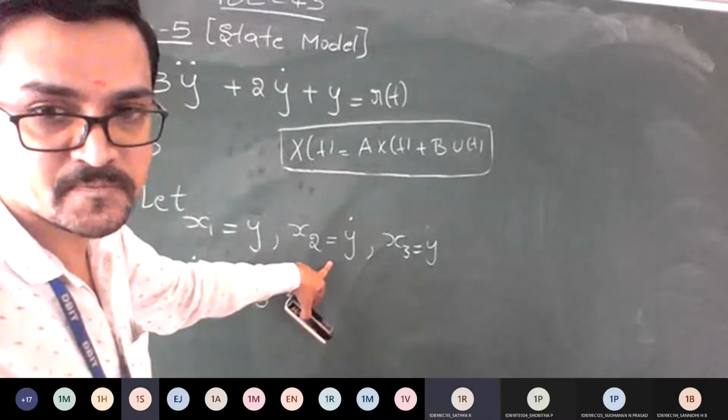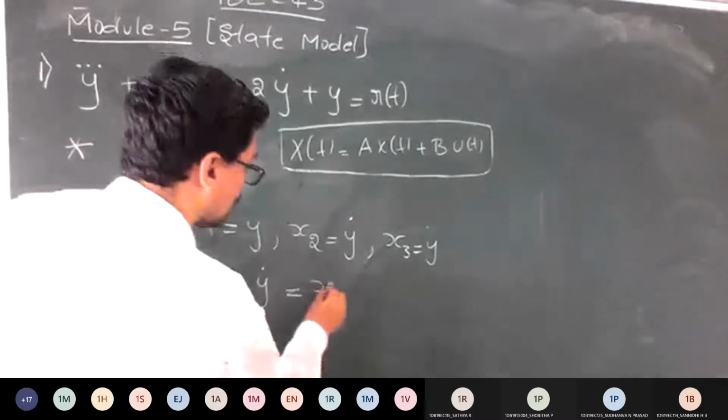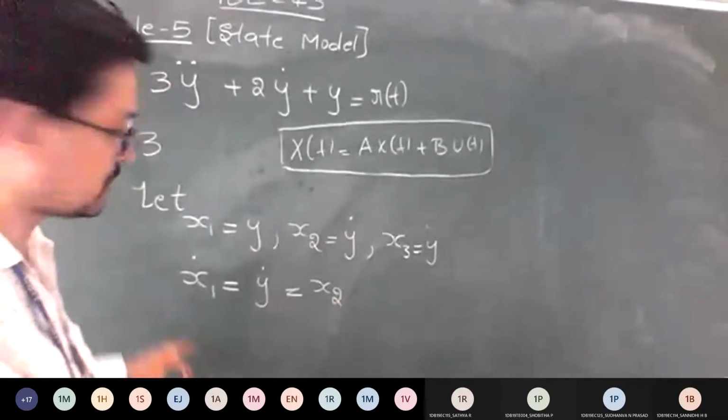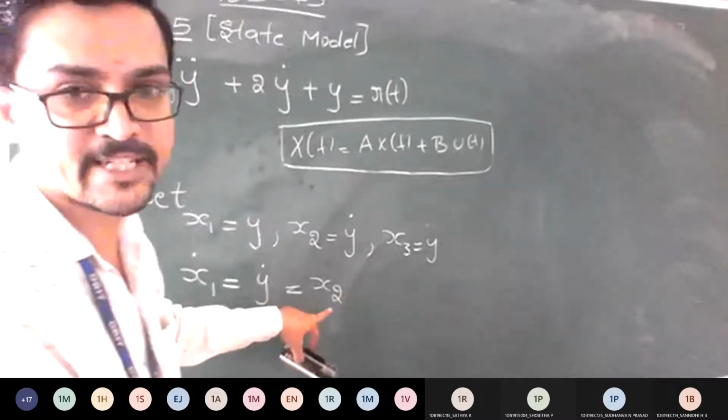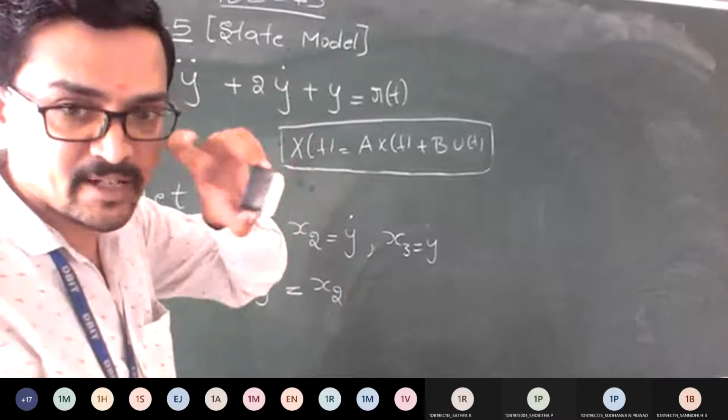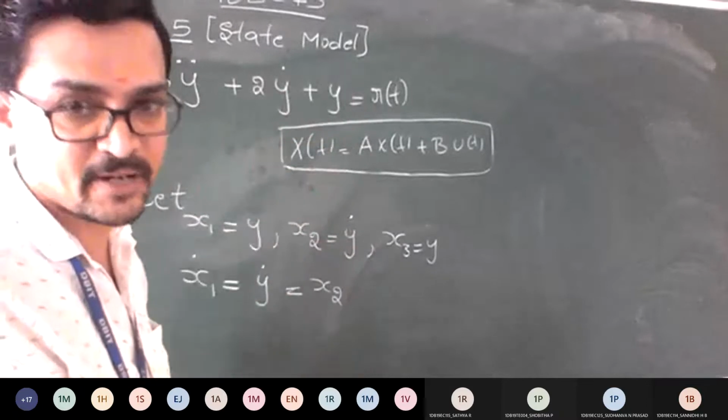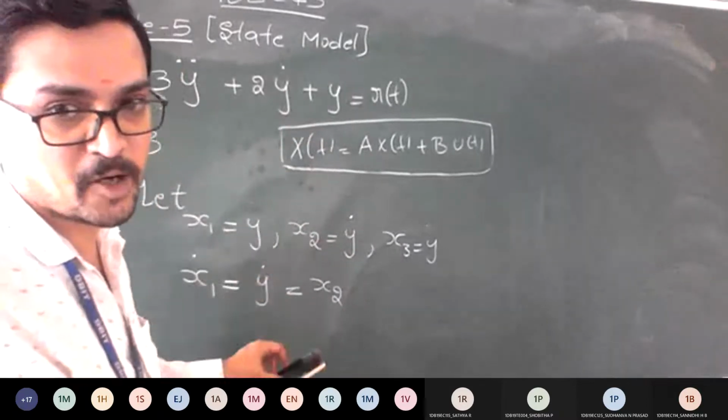Is it x2? X2. Good. So we got an answer for my first one: x1 dot is equal to x2. In the earlier cases you were used to applying KCL to find this, right? That is not required. It's a simple problem, correct?